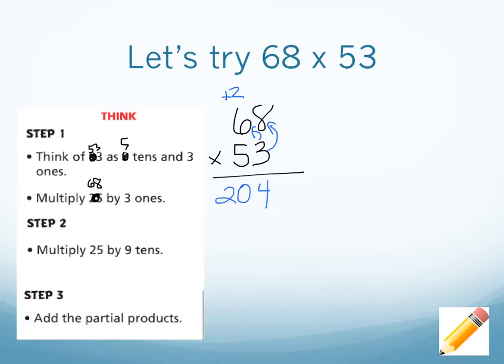Now, I'm going to multiply 68 by my 5 tens. Since my 5 is a 5 tens, I'm going to start by placing the 0 that I would use in all of my answers so that I could think about multiplying by 5.